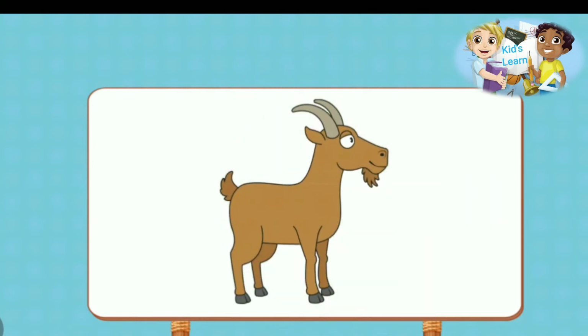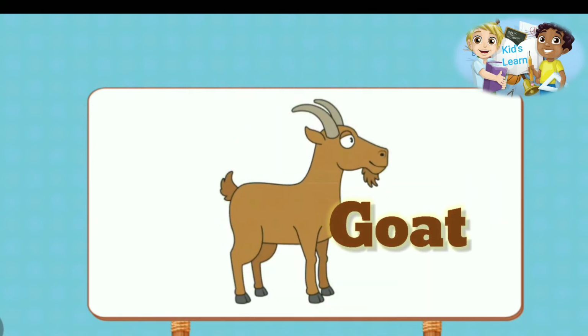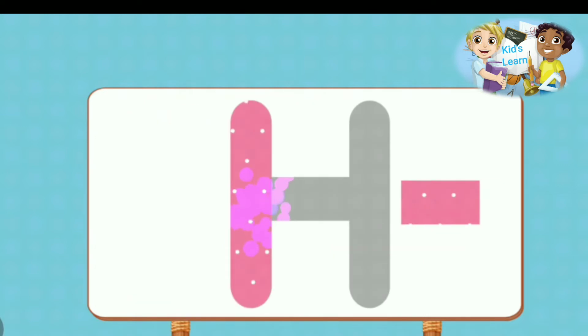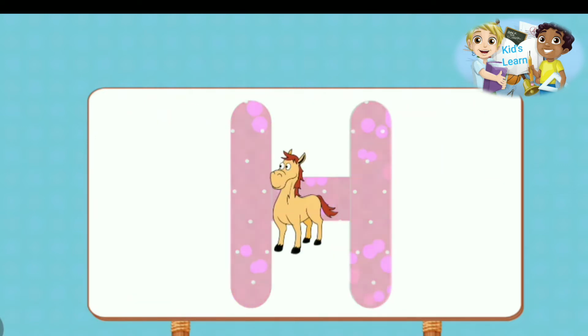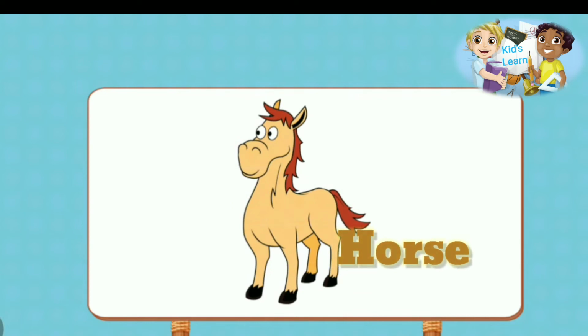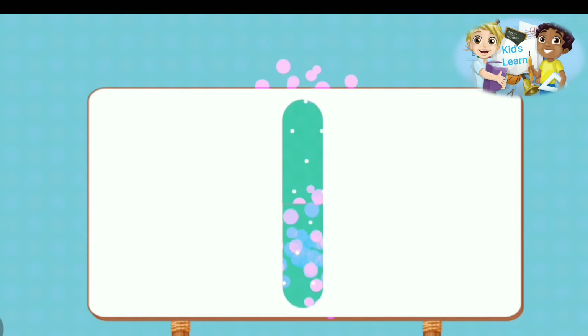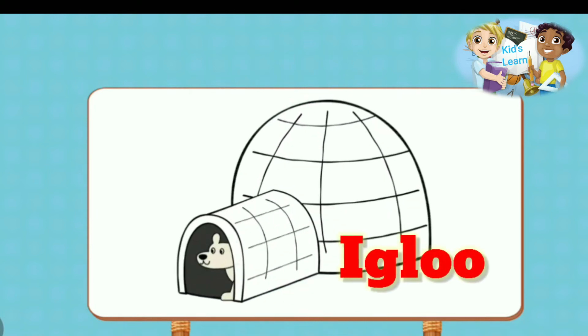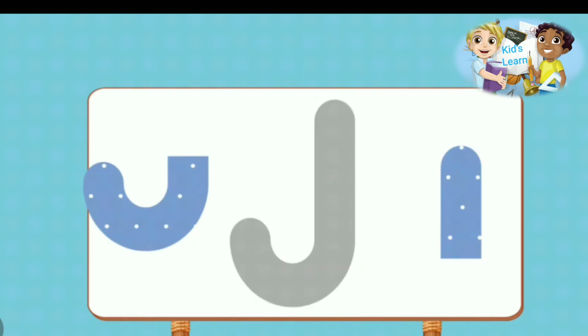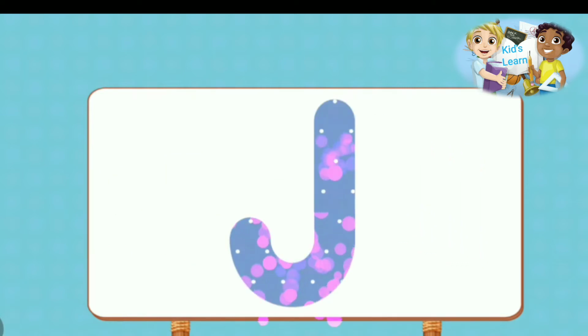G. Goat. Match the pictures to their shadows. H. Horse. Match the pictures to their shadows. I. Igloo. Match the pictures to their shadows.